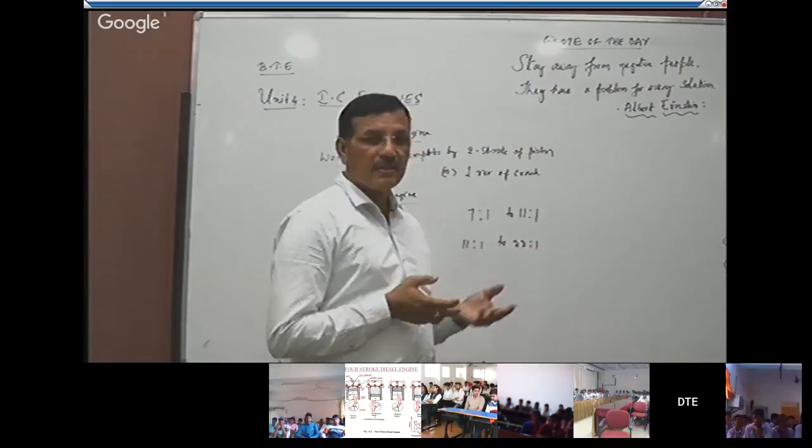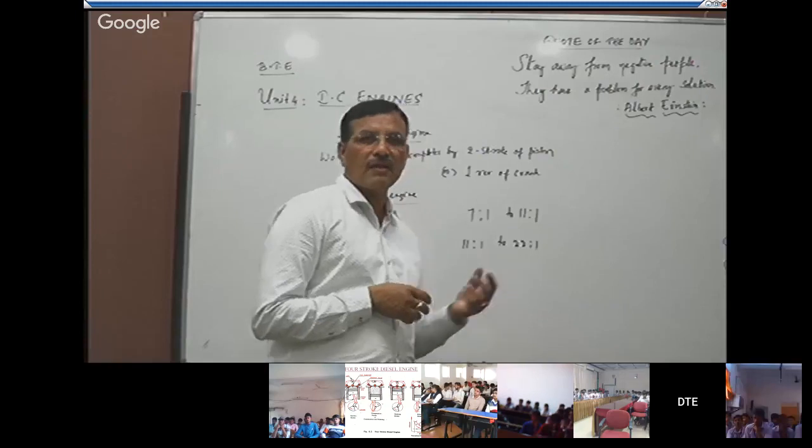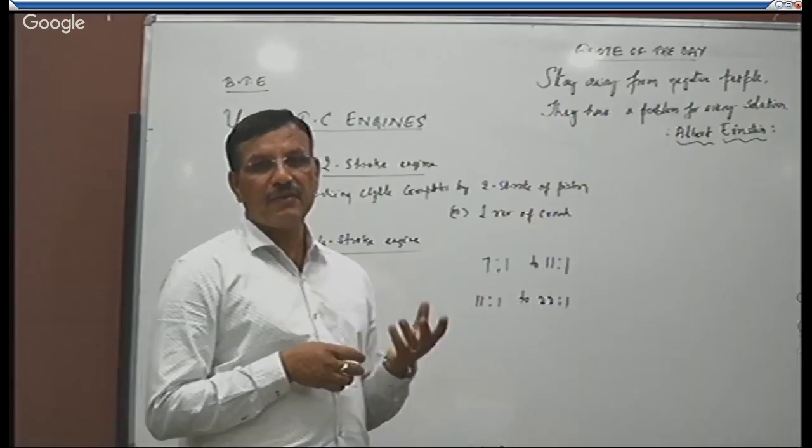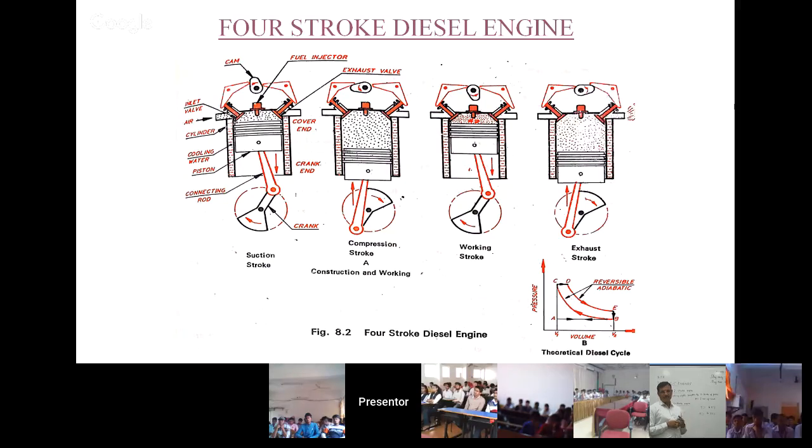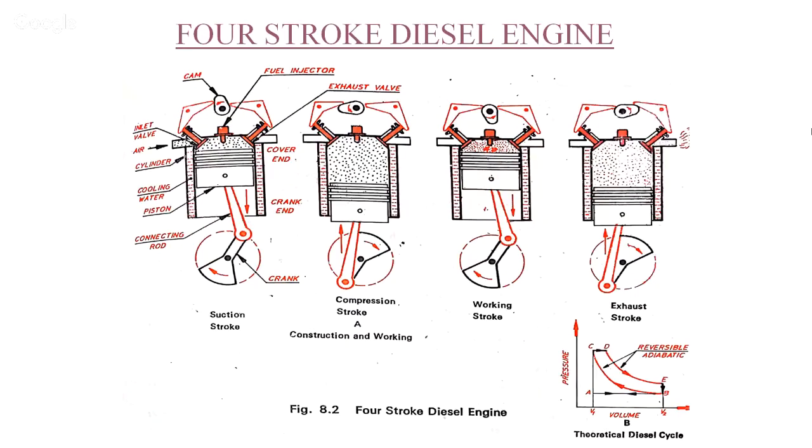So petrol engines are fitted with a spark plug, and the diesel engine is fitted with a diesel injector. Okay. So the diesel engine is therefore regarded as a self-ignition or compression ignition engine. Because a spark plug is used, the petrol engine is called a spark ignition engine. So this is about construction and working of the four-stroke diesel engine.